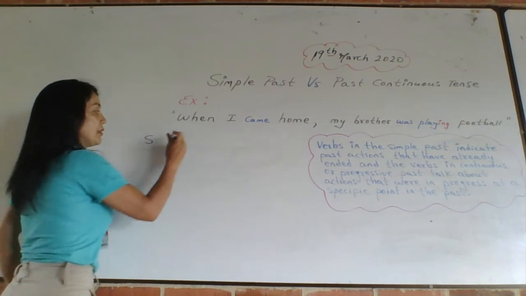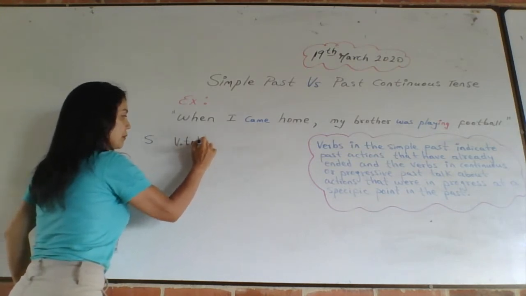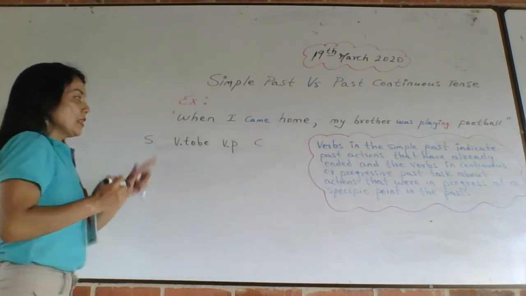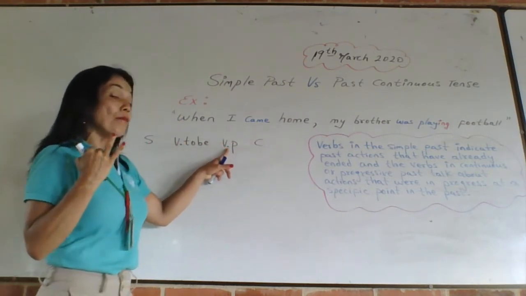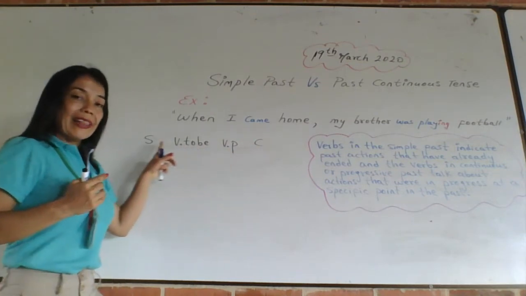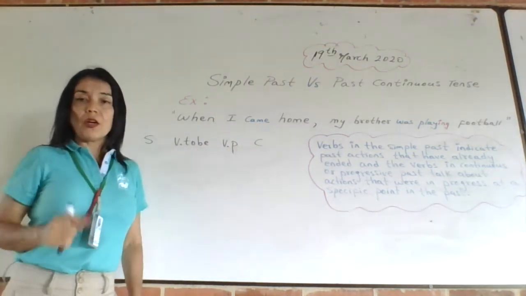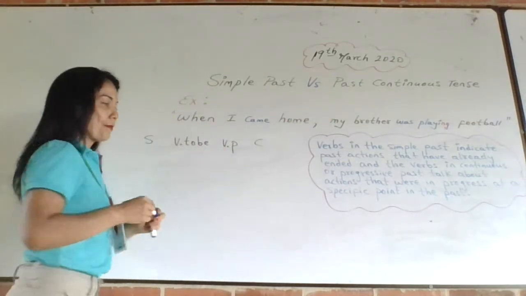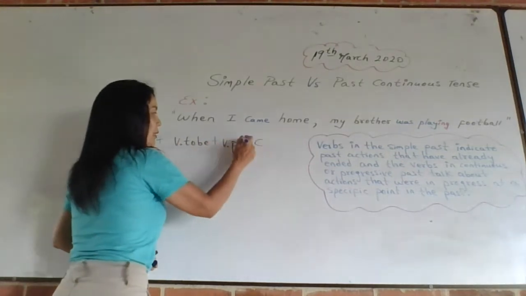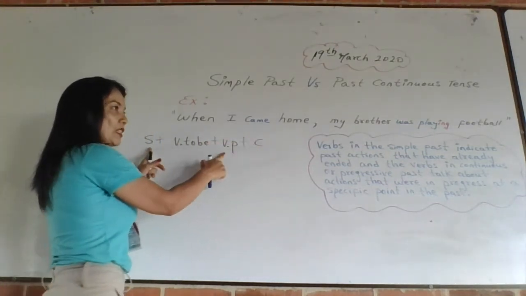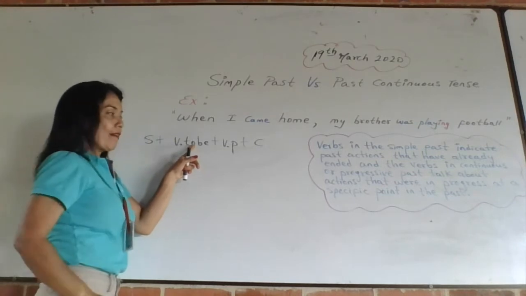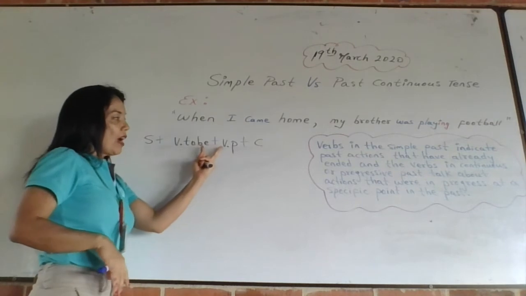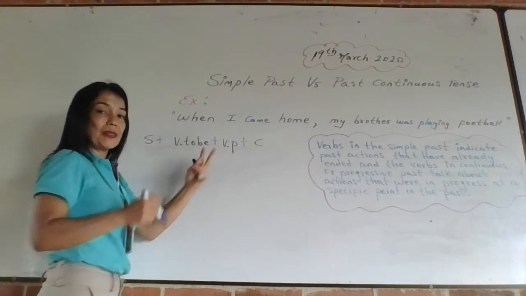You need a subject, you need the verb to be, you need the main verb, and you need a complement. Subject plus verb to be plus main verb plus complement. This is the structure that you are going to need to talk in past continuous tense. This is the reason why I told you that using this structure you need two verbs, the verb to be and the main verb. So let's look at what happens with these verbs.